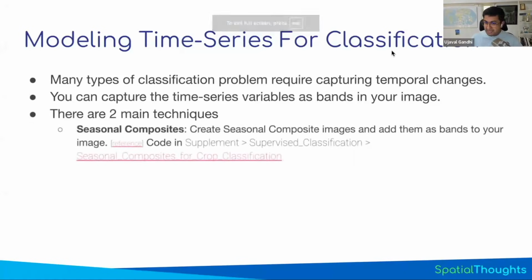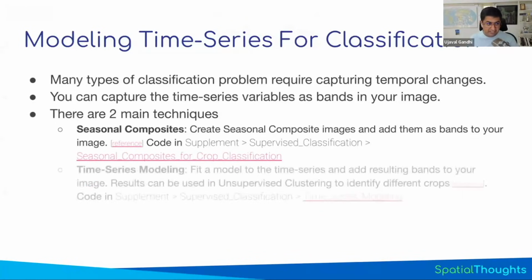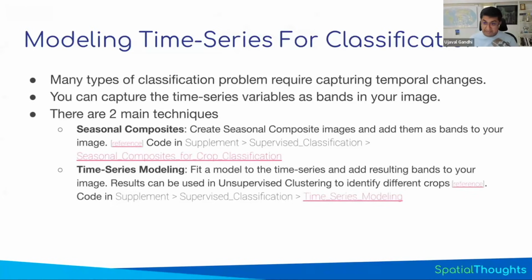Here we are defining distinct seasons and saying, if I want to do seasonal composite, what if I want to capture the full phenology? Maybe there are too many crops and each follows a different growth pattern. I can't distinguish them between seasons. How can I capture the exact phenology and use it for my classification? So that brings us to the next technique, which is called time series modeling.